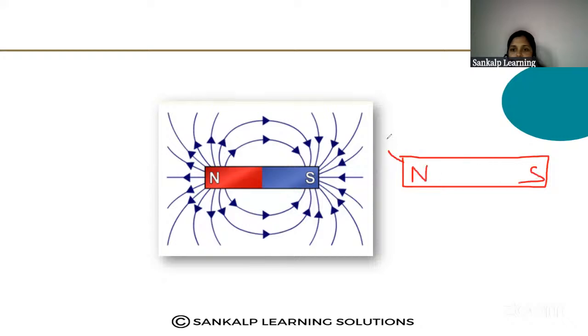And you should draw the magnetic field lines and mention the direction of the magnetic field, and that near the poles it is very high. Near the magnetic poles, the magnetic field lines are more and the magnetic field is also more. Like this you should draw the diagram. Okay.